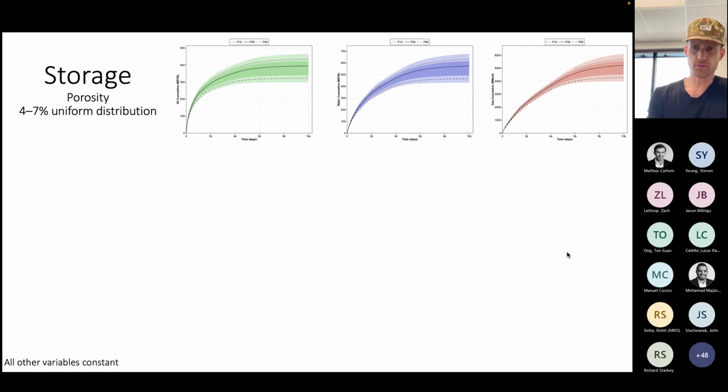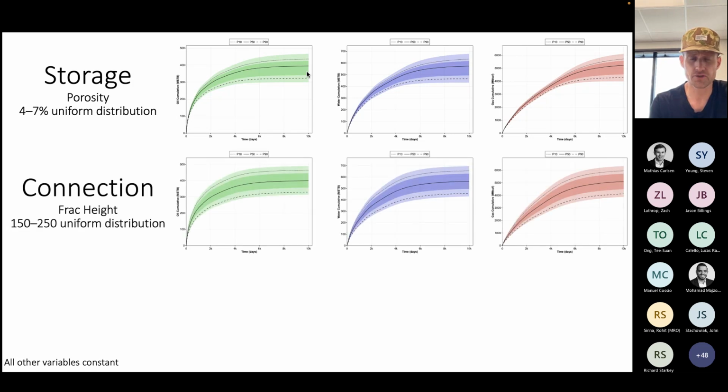So holding all of the variables constant, when we go into the numerical model, I varied here just our storage component, the porosity in this case, and I've taken a 4 to 7% uniform distribution, and you can see the colors here: green oil, water is in blue, and oil or gas is in red. And from that P90 to P10 spread, there's maybe a plus or minus 15% spread here from the P50. So that's a pretty substantial swing just by varying porosity a few percentage points.